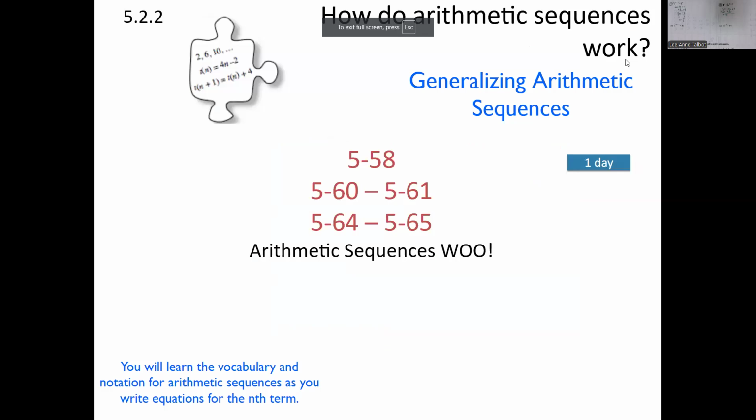Here is the agenda. We're going to do 5 problems in the notebook. They're all about arithmetic sequences. Let me remind you what arithmetic ones are, the ones that are linear. They're like y equals mx plus b style.